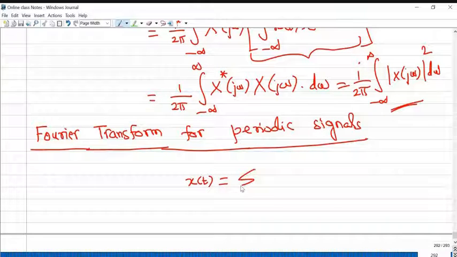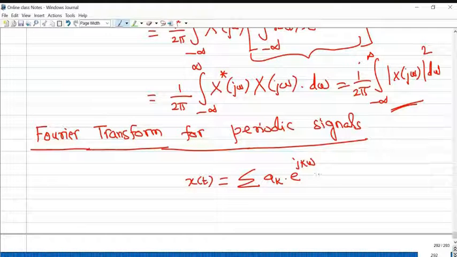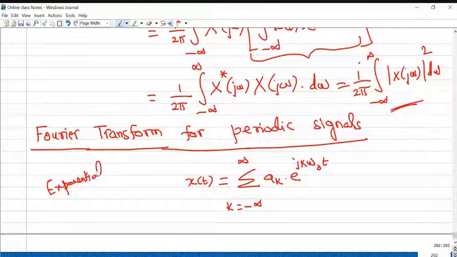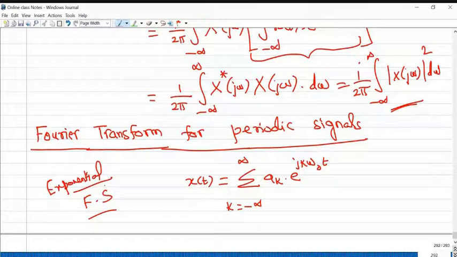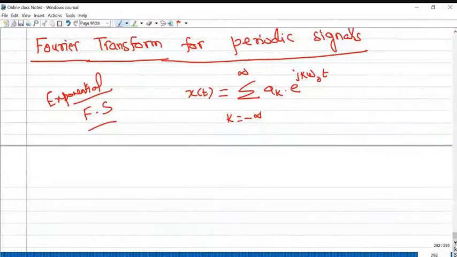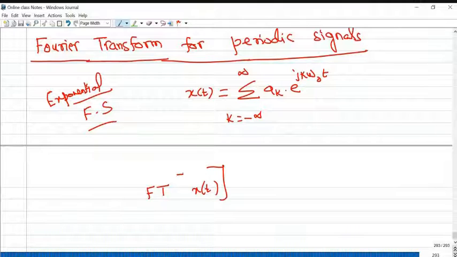So what is the exponential Fourier series representation of a periodic signal? x of t equals summation a k e power j k omega naught t, where k varies from minus infinity to infinity. Do you remember this? Exponential Fourier series representation of a periodic signal. Now apply the Fourier transform to this particular representation.